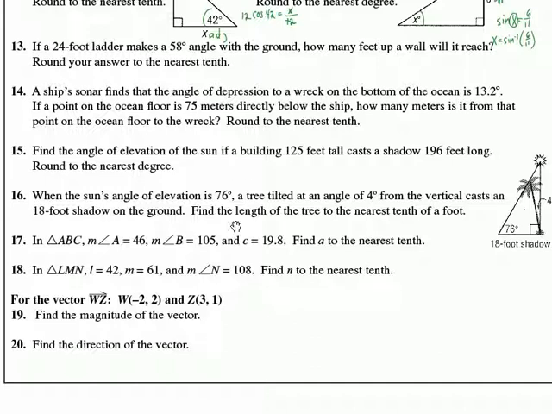Number 13, here we go. A 24-foot ladder makes a 58-degree angle with the ground. Well, let's draw the ground first. And how many feet up the wall? That was a little crooked, wasn't it? Let's try that again. Okay. And then here's the wall. Okay. And here's the ladder.